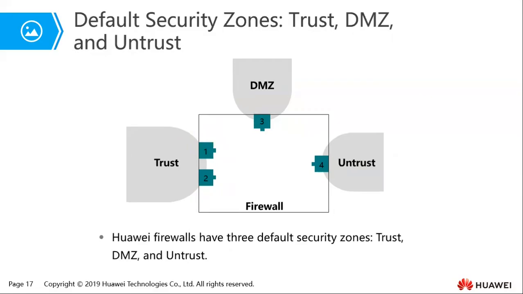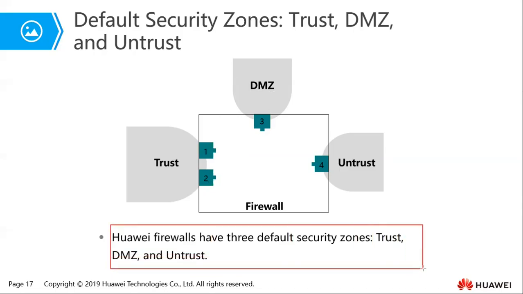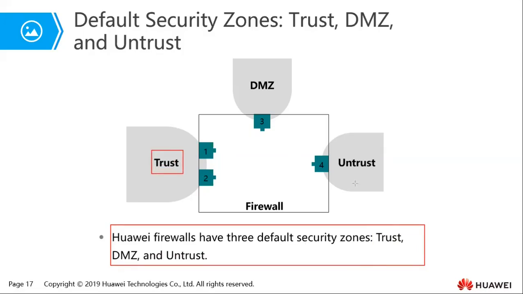So let's move on and look at the default security zones. Now, generally, the firewall provides several security zones. Huawei firewalls have 3 default security zones. So one is called the trust zone, the other one is called the untrust zone, and we have the demilitarized zone, DMZ.